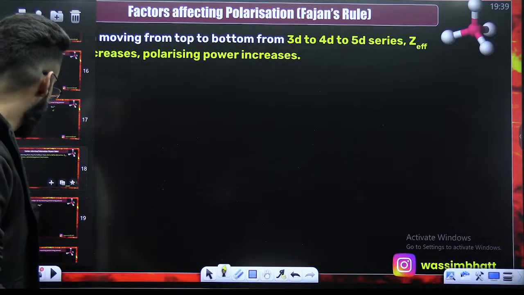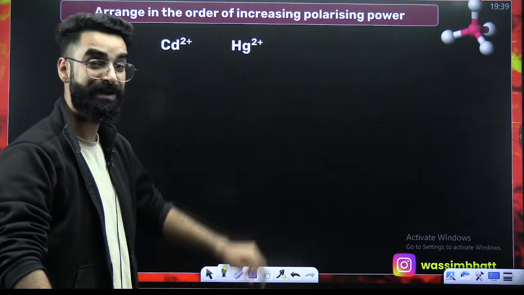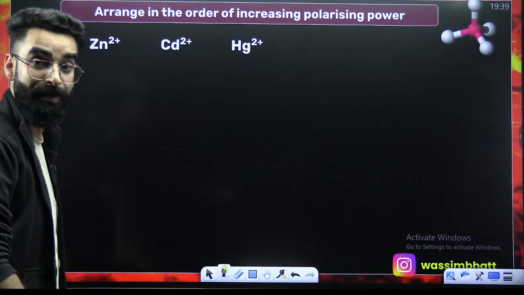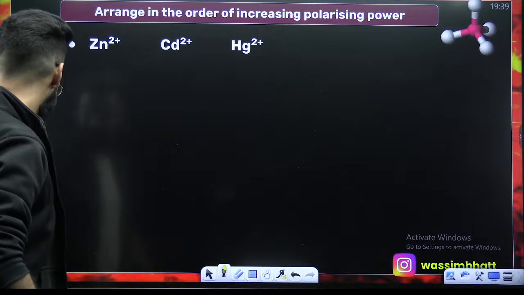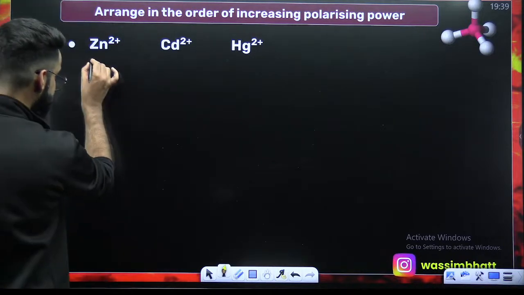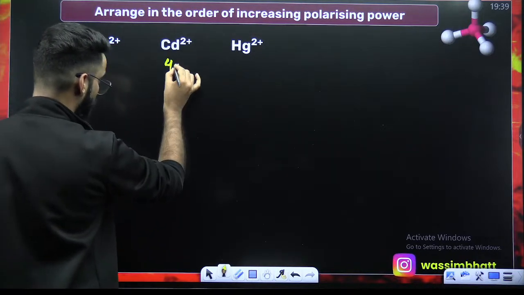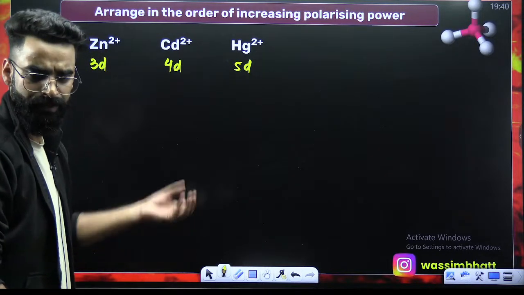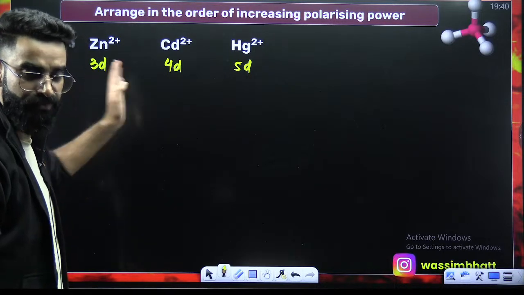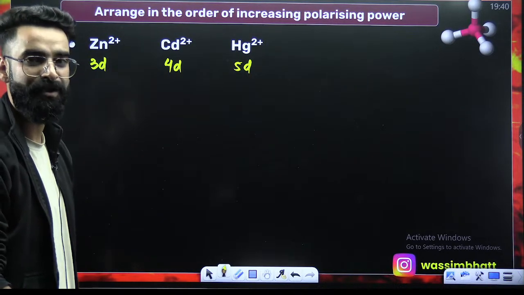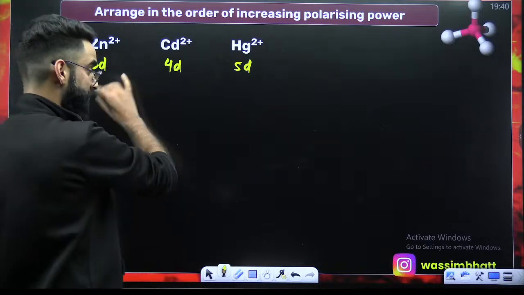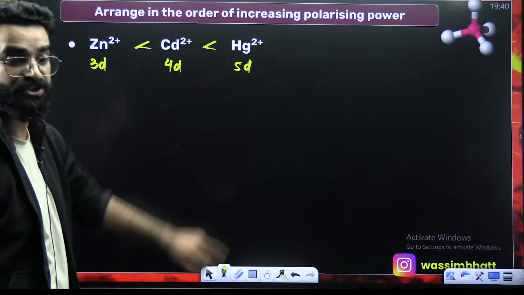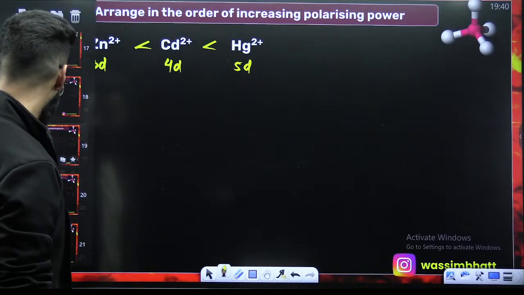Right? Now, can you tell me the order of polarizing power in case of zinc di positive, cadmium di positive, mercury di positive? Tell me quickly, my dear students. Zinc is your 3d element. This is your 4d element. This is your 5d element. They're from the same group. I told you a few minutes back only. What happens to effective nuclear charge from 3d to 4d, 4d to 5d? It increases, hence polarizing power increases. So polarizing power of Hg di positive will be maximum among all these three.